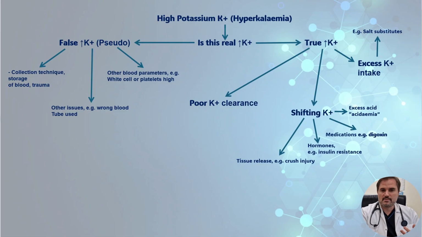And there are some metabolic reasons for potassium not getting into the cells very well. For example, some medications like digoxin and some hormones, like if you're insulin resistant, insulin drives potassium into the cell.